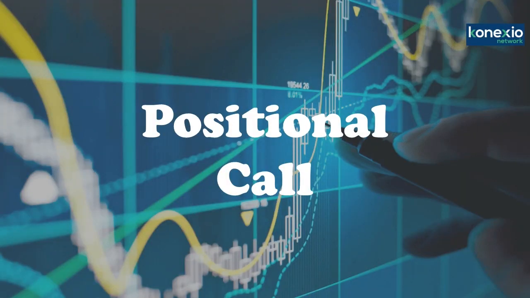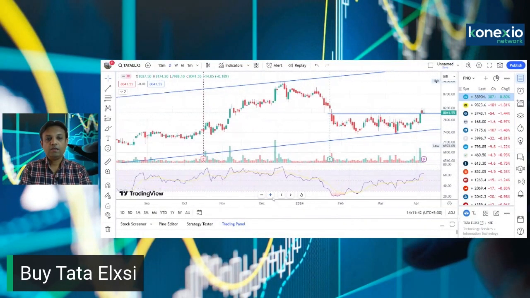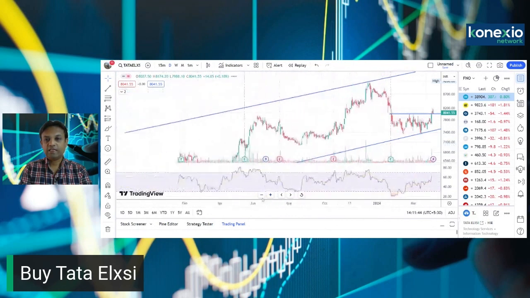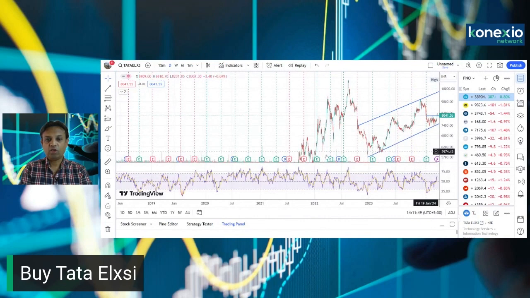Now, friends, let us come to the final segment of our show, which is the positional call. I have identified one stock. The name of the stock is Tata Elxsi. Now, these are the charts of Tata Elxsi. You can clearly see the stock has been moving in this particular rising channel, making higher tops and higher bottoms.